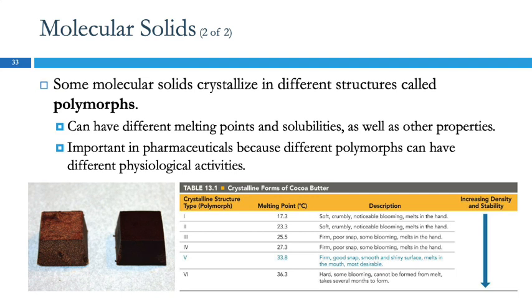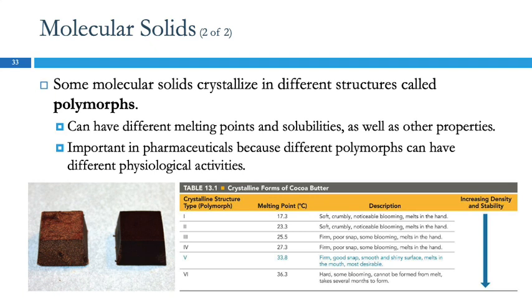This one's kind of interesting. Some molecular solids can crystallize in different structures, and these are called polymorphs, different shapes. They can have different melting points, different solubilities. Some of their other properties can also be different. This concept is really important in pharmaceuticals because a different polymorph might interact with biological tissue in a different way. So one polymorph might be beneficial, and one polymorph might be toxic or do nothing. So exactly how they're put together matters.